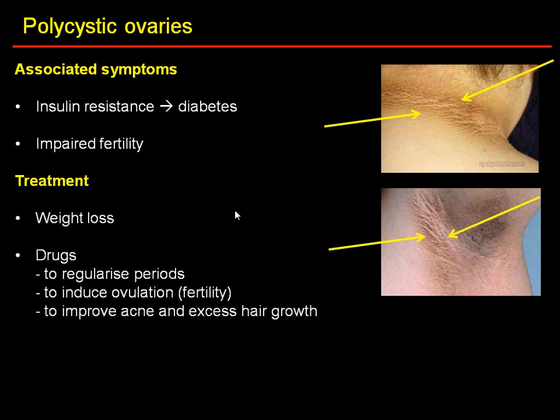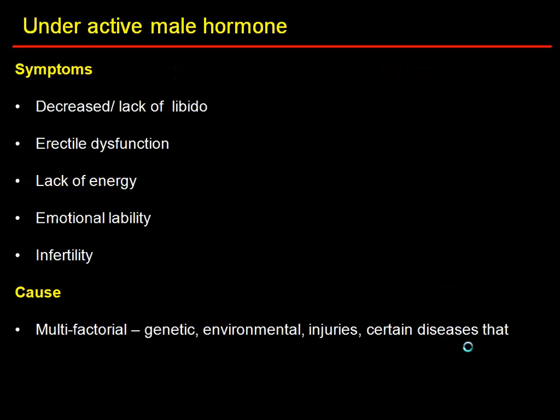One of the important, it cannot be overstressed, but it's such an important vital part of the treatment is weight loss. And one good example would be that a person who is overweight, if they lose their weight by just a meager 5%, they improve the chances of fertility by about 25%. There are also drugs to regularize the periods, to induce ovulation when they present with infertility, or to improve their excess hair growth and acne, which are the other symptoms of polycystic ovaries.